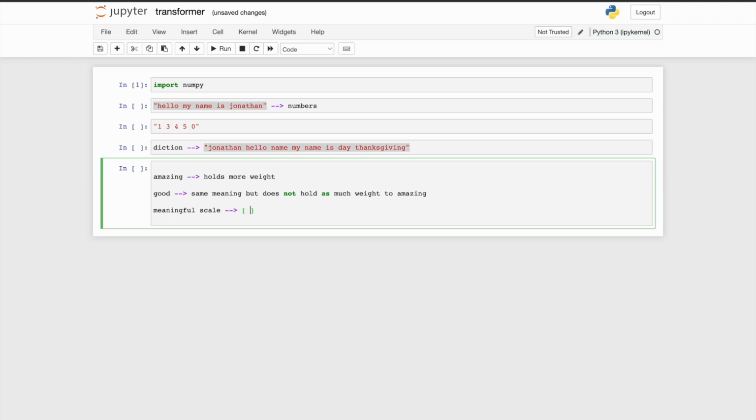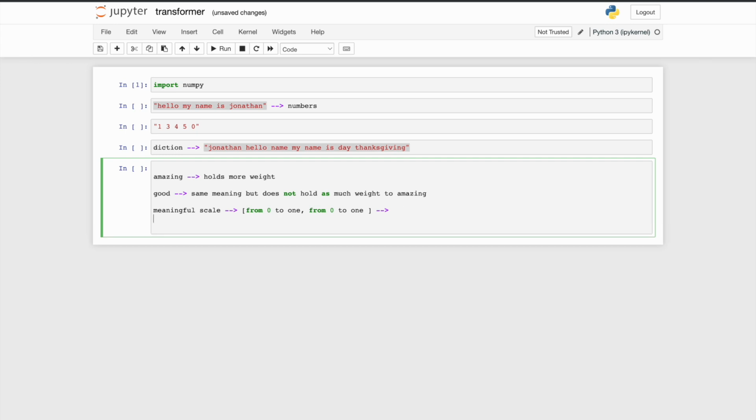The left scale can be from 0 to 1. Let's just define this from 0 to 1. And the right scale also rates from 0 to 1. This meaningful scale tells me how meaningful a word is. The less meaningful a word is, the higher the left scale is going to be. The more meaningful it is, the higher the right scale is going to be.